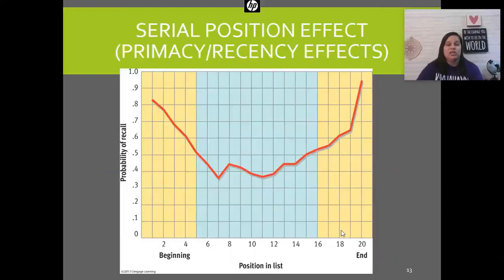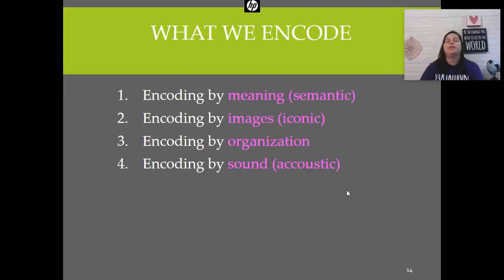We'll practice this one in class. So here we have the number on the list, its position. Was it number 1 or was it up to number 20? And how likely you are to recall them. We recall things at the beginning of the list and the end of the list, and sometimes randomly things in the middle, and we'll talk about what other things you tend to remember. So the serial position effect is also sometimes called the primacy recency effect.